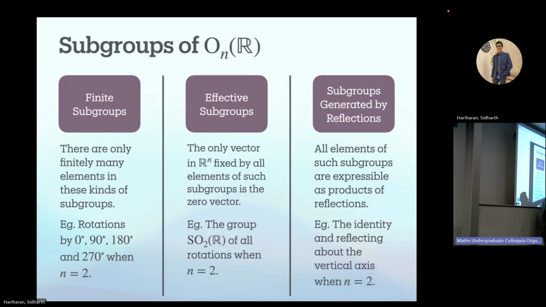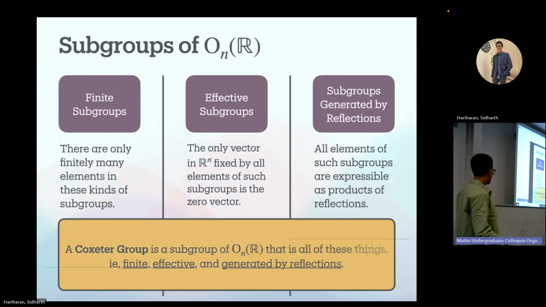This guy is effective, but it's neither finite nor generated by reflections. Again, it doesn't contain any reflections, and obviously there are many different ways of rotating the plane. There are infinitely many. This guy is obviously finite, but it's not effective because it fixes the thing that's orthogonal to it. It fixes the y-axis and everything on the y-axis. So it is not effective because those vectors are not all the zero vector.